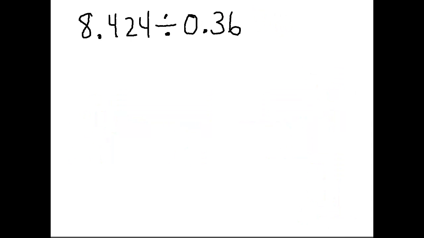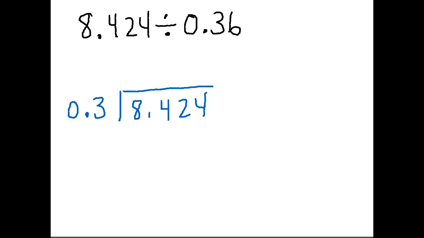Okay, so now let's go ahead and take a look at our next problem. Here we have 8 and 424 thousandths divided by 36 hundredths. Again, we have the same situation where we have a divisor that's a decimal and we need to make it into a whole number. So we will move our decimal point 2 places to the right, which is the same as multiplying by 100.